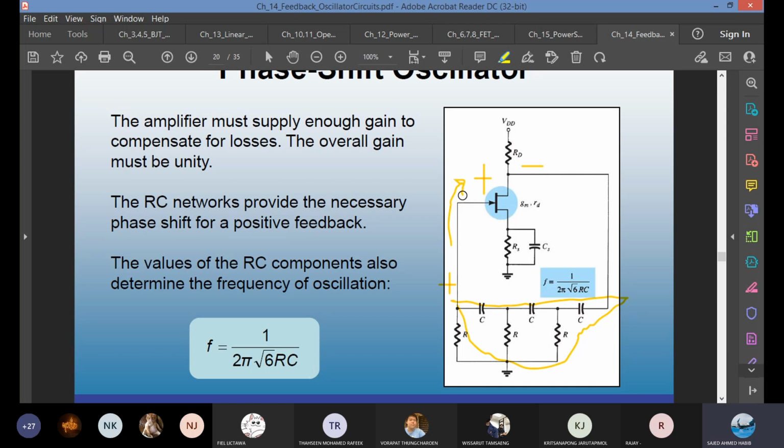If gain less than 1, the oscillation will die as well. If the feedback is negative, the oscillation will also die. If gain more than 1, the oscillation will keep increasing until it saturates.